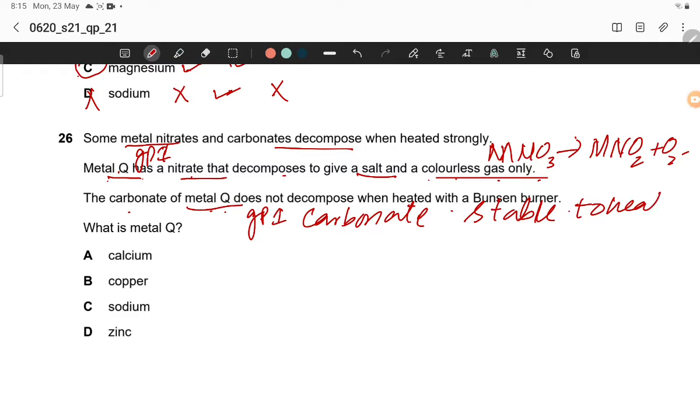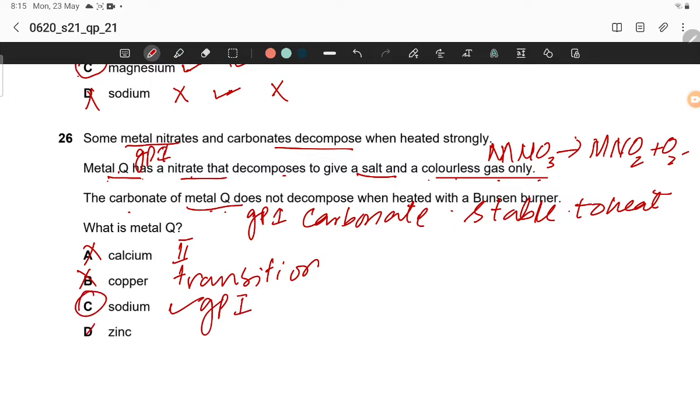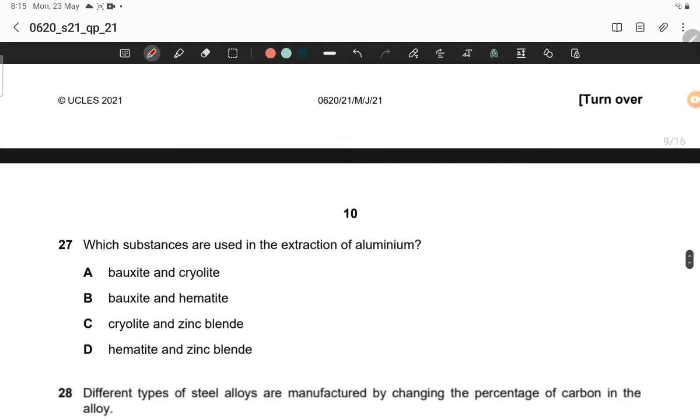So this is group 1. Calcium is group 2, incorrect. Copper is a transition element, so it is also incorrect. Sodium is a group 1 metal, so it is correct. Zinc is a transition element, it is also incorrect.